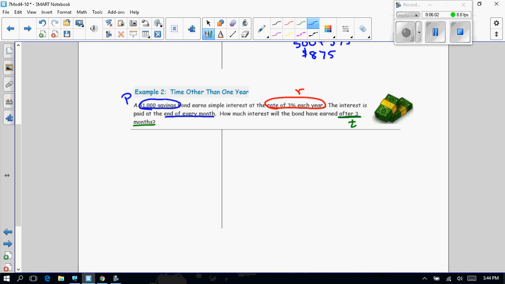All right, so let's write this down. Our principal is $1,000, right? That's how much I'm starting with. My rate is 3% or 0.03 because I've got to change it over. And time has to be in years. This is 3 months. So I've got to change that into 3 over 12, right? 3 months out of 12 to make it a year, or it's 1/4 of a year, or 0.25, okay? Whichever form you want to use, but it's got to be changed over to years.